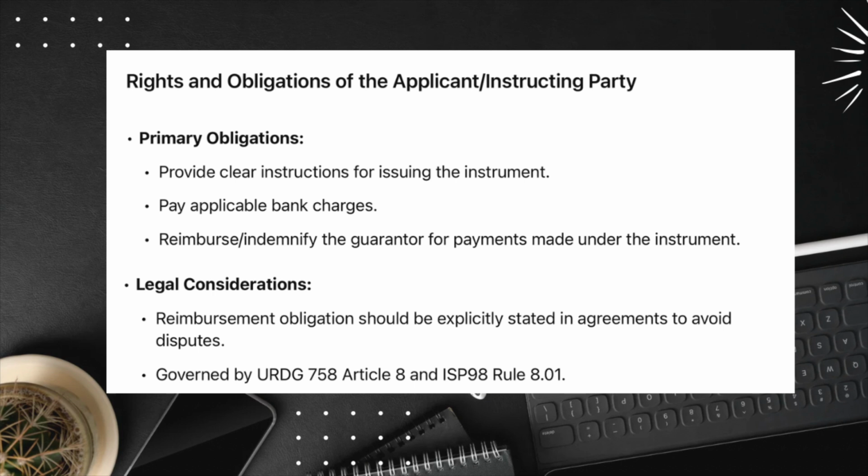So, if you are wondering what's the difference between applicant and the instructing party, even though they sound similar and they often are the same party, but not always. Under URDG 758, the applicant is the party whose obligations are backed by the guarantee. Meanwhile, the instructing party is the one who gives instruction to issue the guarantee and is responsible for indemnifying the guarantor. So, while they are often the same entity, they do have distinct roles in the process.